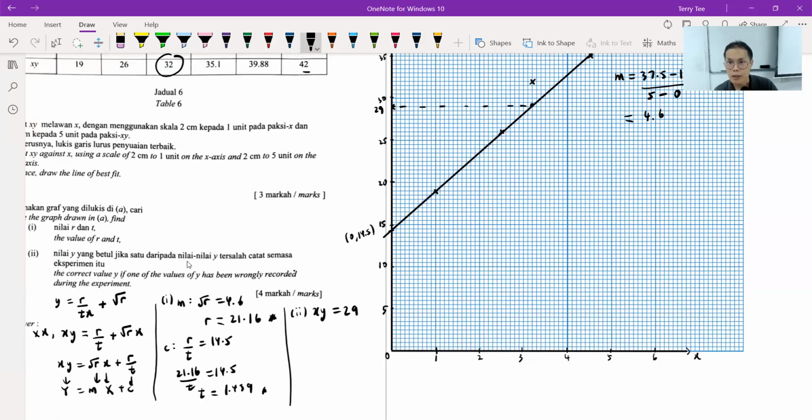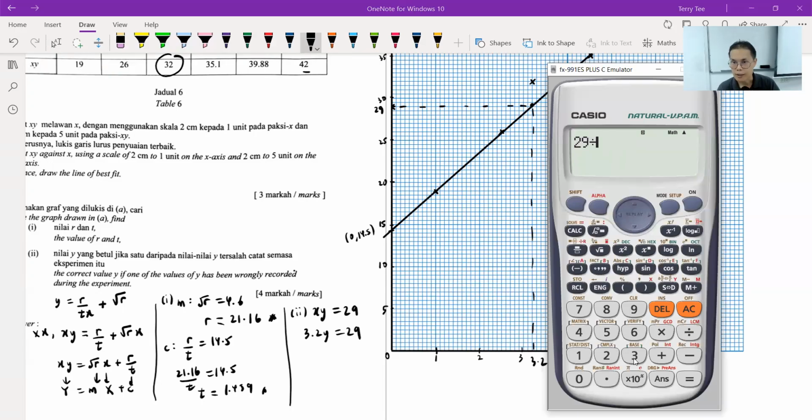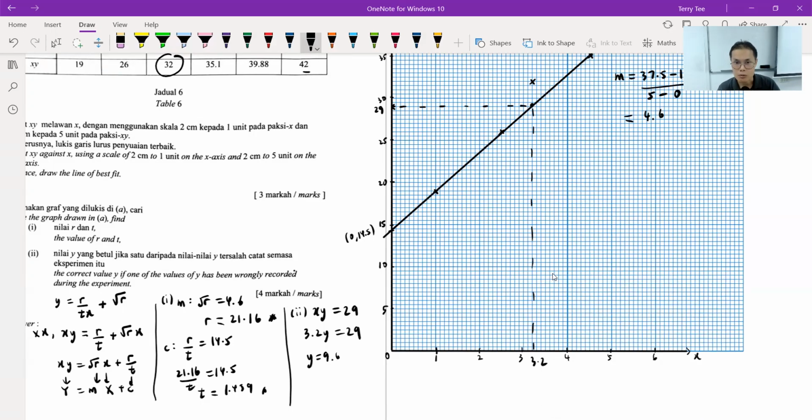We know from the graph your y value should be 29, since this happened when your x is 3.2. Your x is 3.2 here, you can draw this down. This is 3.2. So let's substitute in 3.2, y equals 29. To find my y value, let's take 29 divided by 3.2. My answer is 9.063, correct to four significant figures, 9.063.